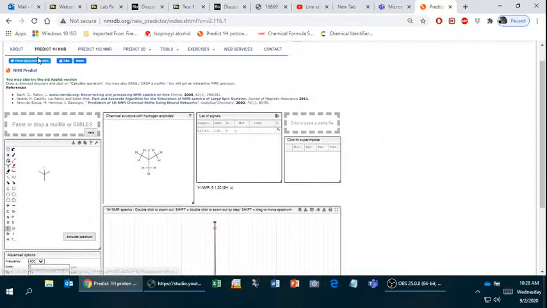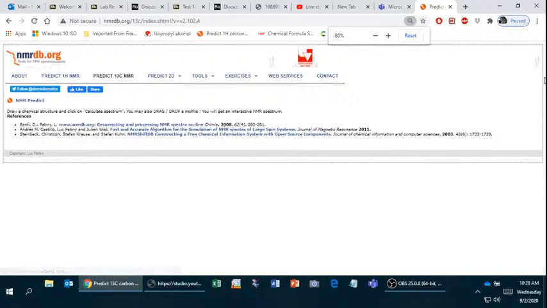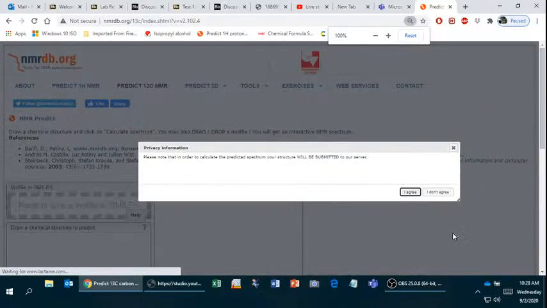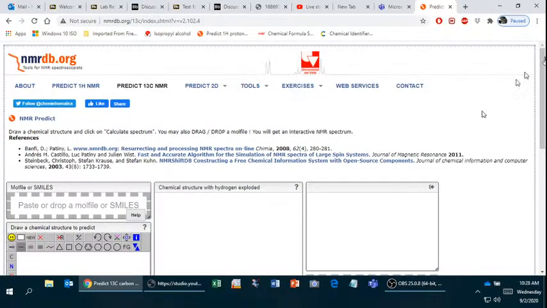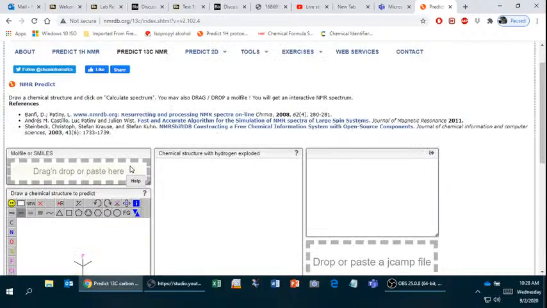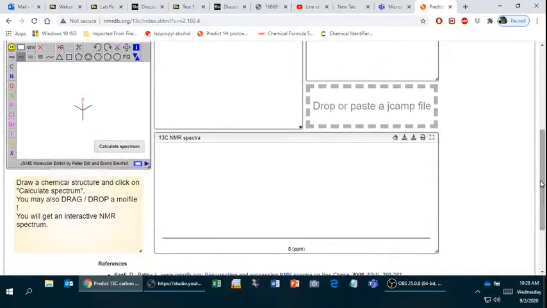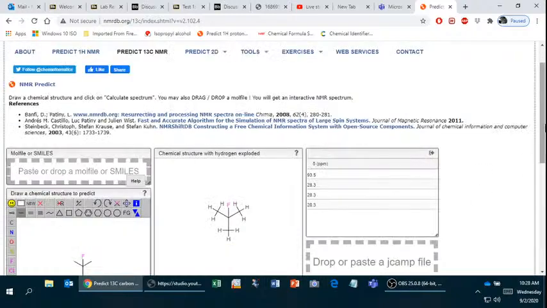Now, if we switch over to the carbon-13 NMR, we actually see 2 peaks.